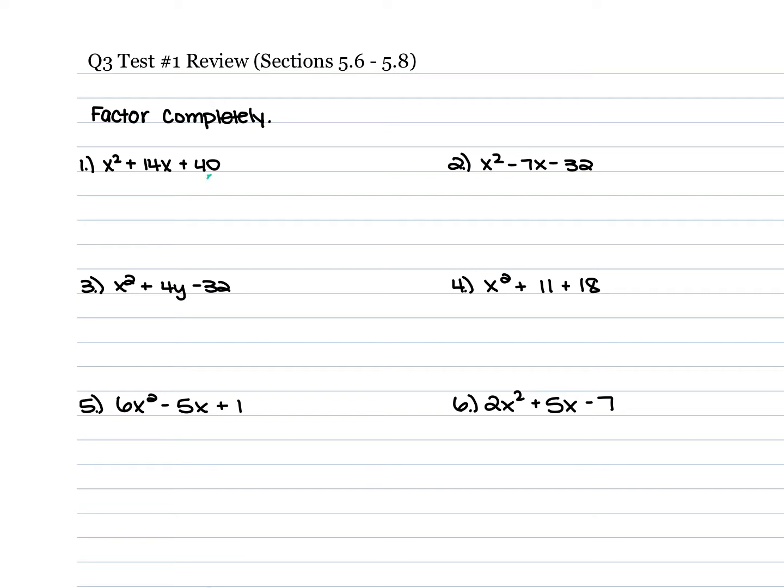Your factors of 40 that add up to be 14 are 4 and 10. So this factors to be x plus 4 times x plus 10.